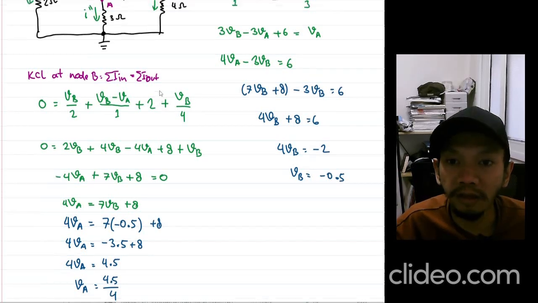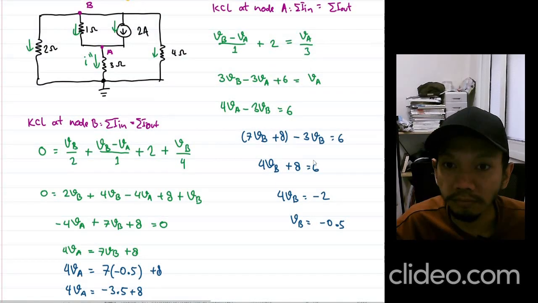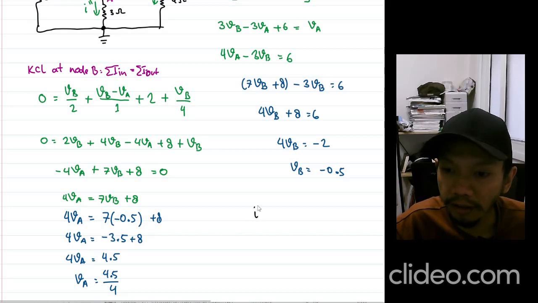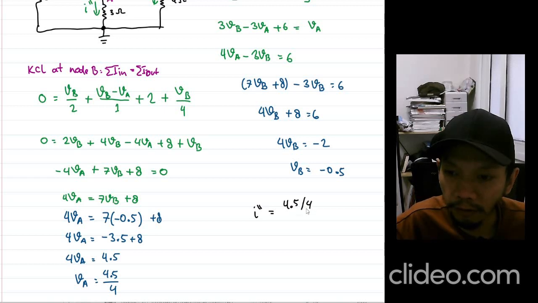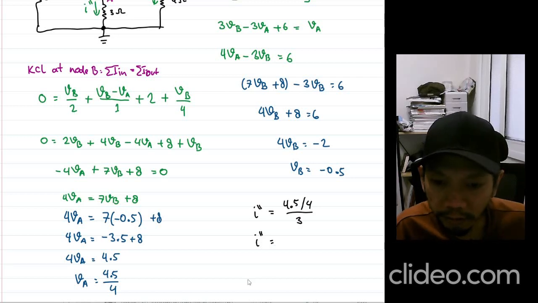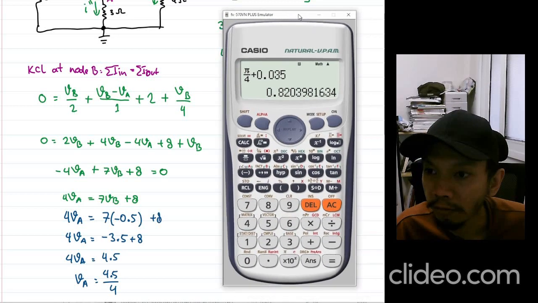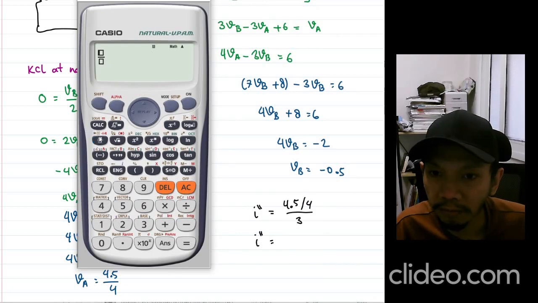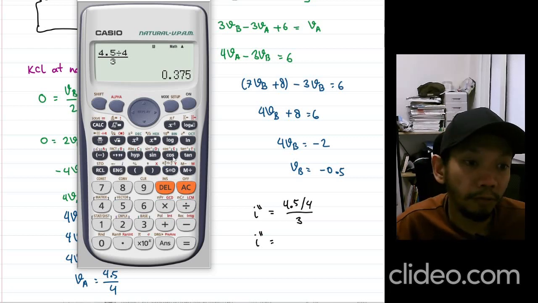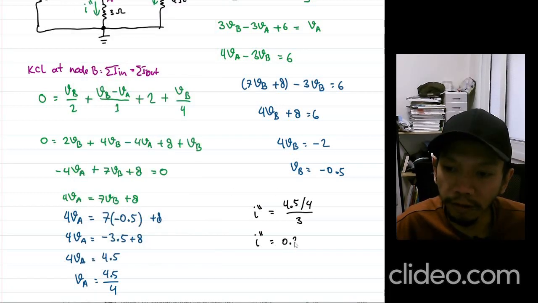But from VA, we can calculate I double prime. That will be 4.5 over 4 divided by 3. I double prime, that will equal to, let's use our calculator because that's hard. 4.5 divided by 4 over 3. Okay, 0.375, and the unit will be ampere.